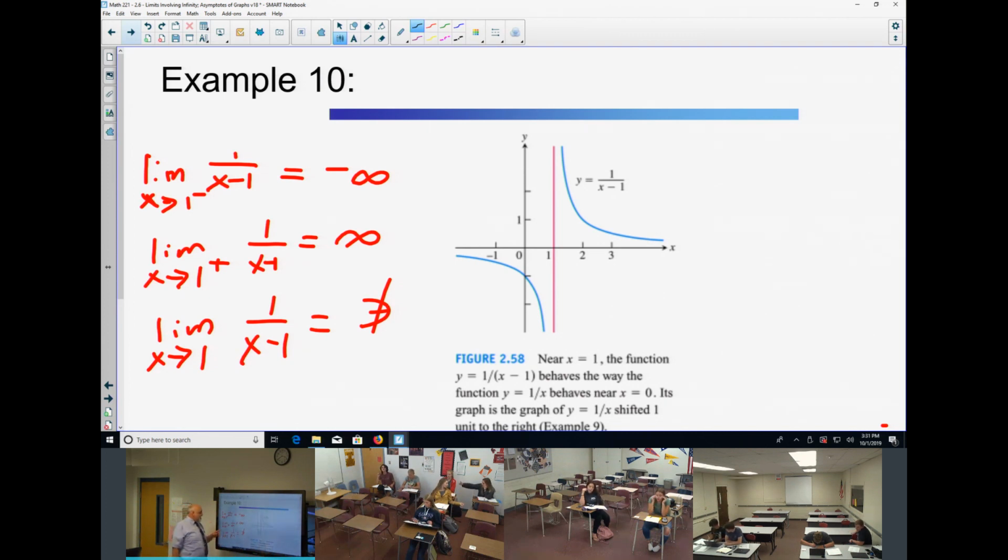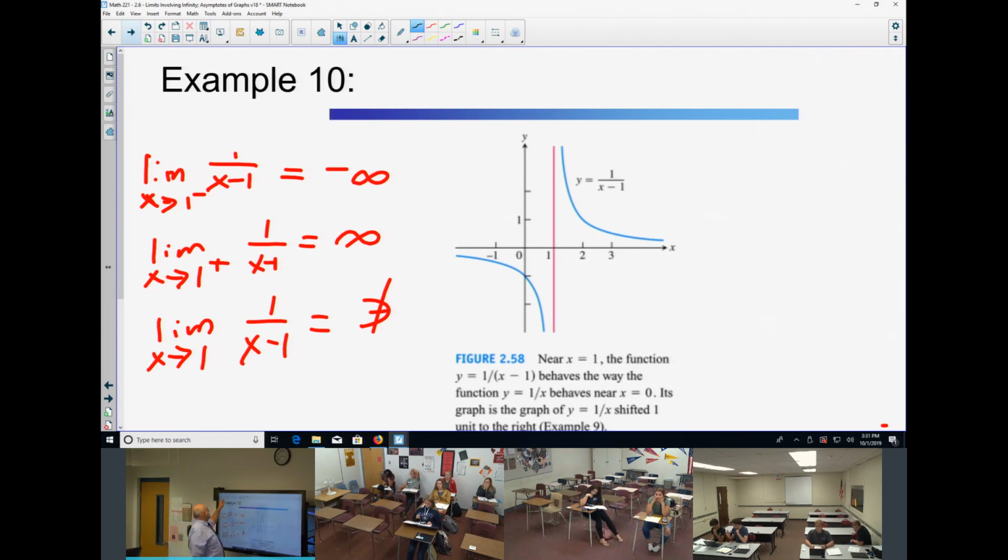Same thing here. If you plug in 1, you'd get a constant over 0. So the answer is either infinity or negative infinity. So then you think, okay, now a number slightly bigger than 1 would be 1.1. So that's positive over a positive, so positive infinity. And then since these don't match, it does not exist. Okay?